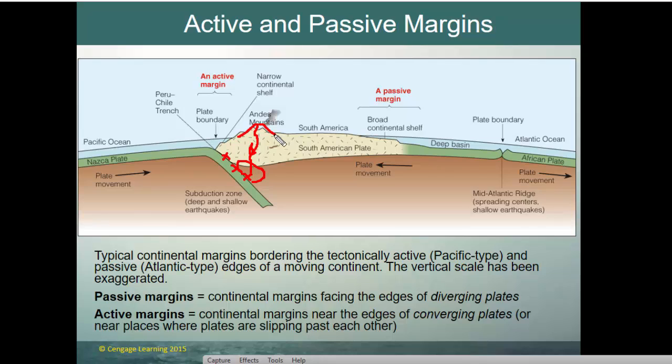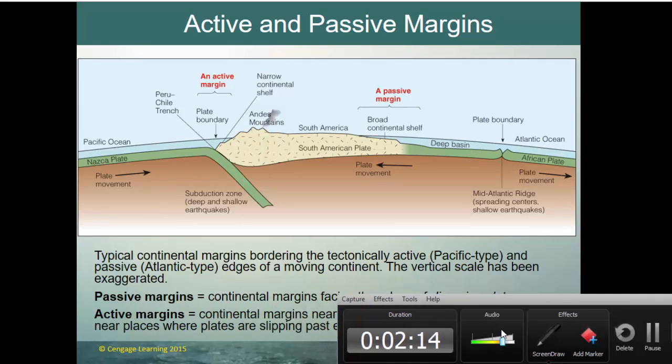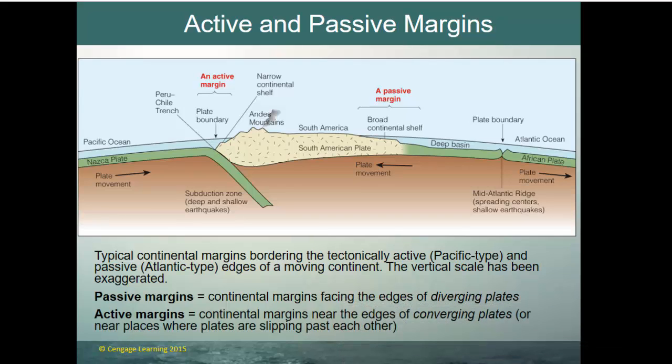So this is an active margin, whereas in the passive margin there's very little volcanic activity, or no volcanic activity. The only volcanism or earthquakes going on is out here at the diverging center. So this is a typical continental margin bordering a tectonically active Pacific type and a passive Atlantic type moving continent. The vertical scale, of course, has been exaggerated.